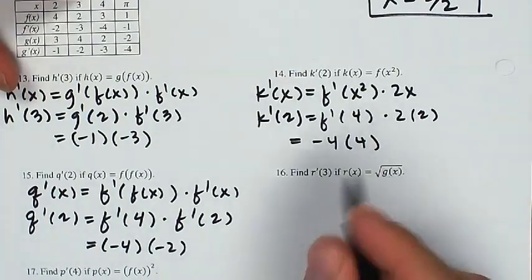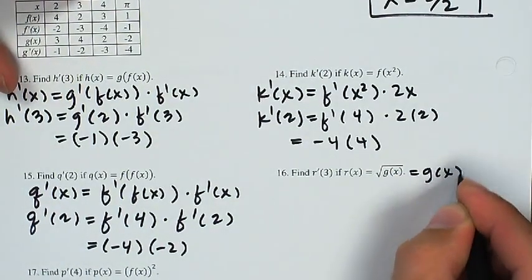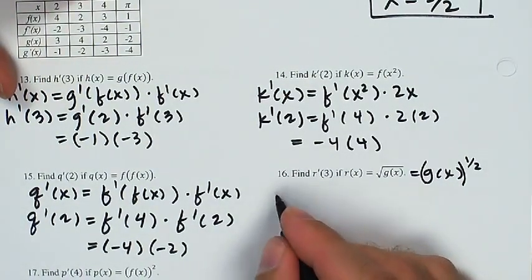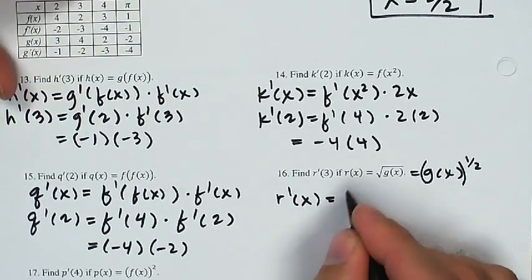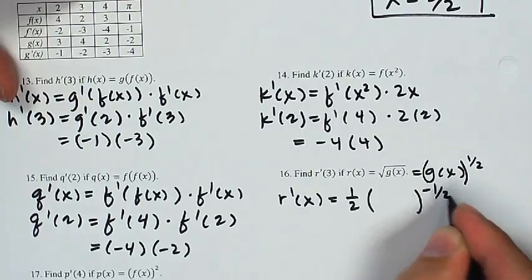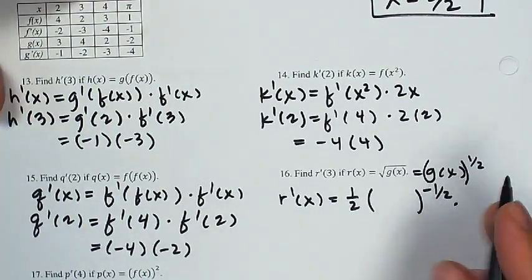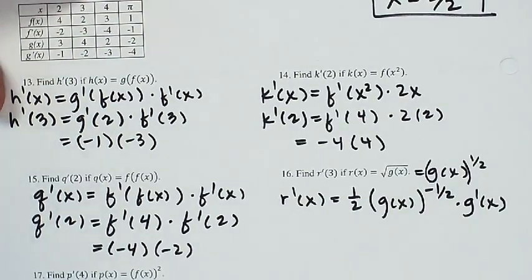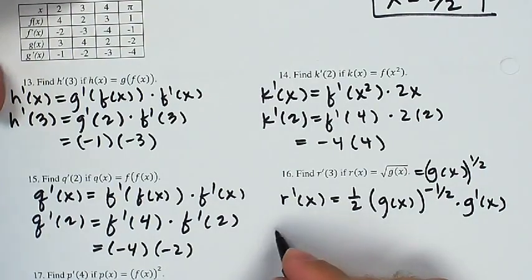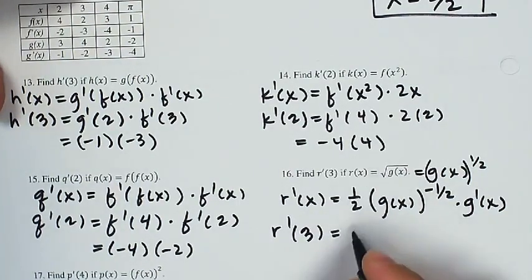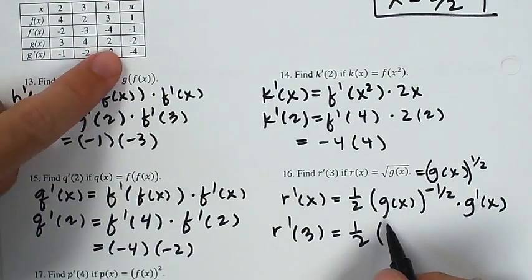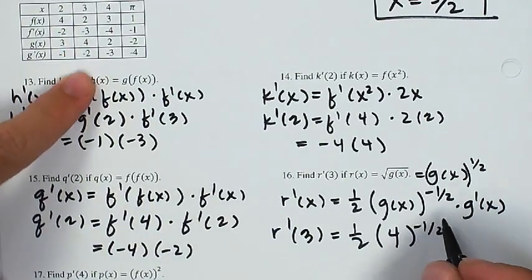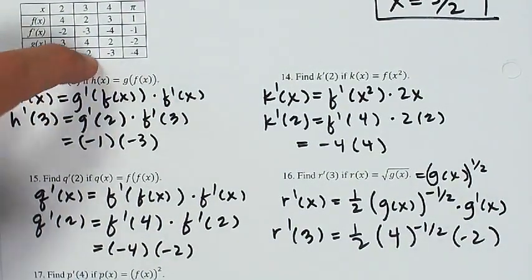And then this is equal to g of x to the 1/2 power, maybe like that, so that r prime is equal to 1/2 times that thing to the -1/2 times the derivative of that thing. That's just going to be g prime. And then I'm going to have r prime of 3 equals 1/2 of g of 3. Yeah, you can still see that. g of 3 is 4. And then g prime of 3 is -2. Okay.